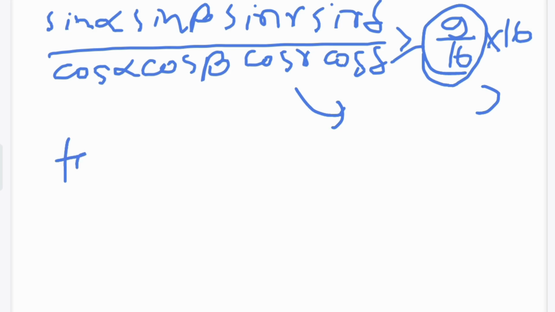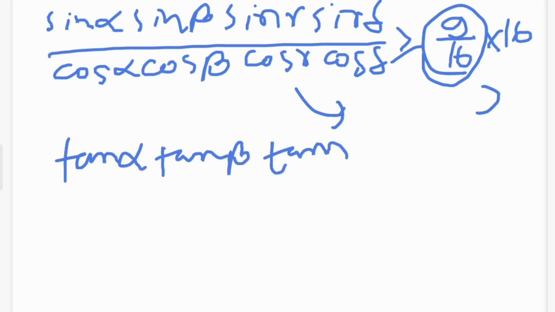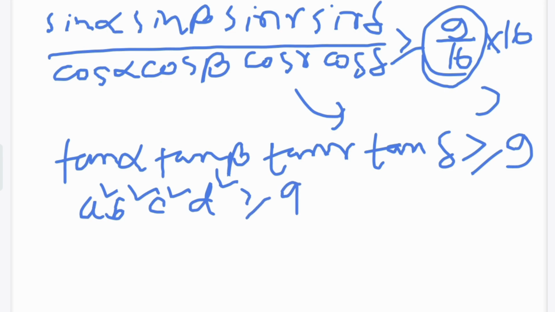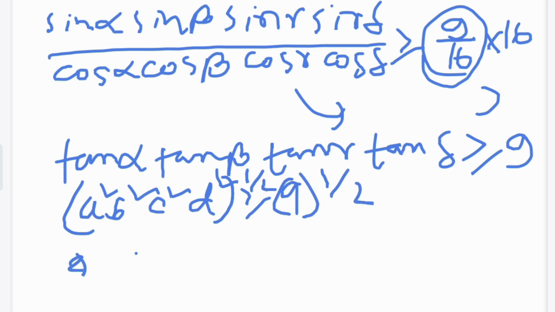So this is simply tan alpha into tan beta into tan gamma into tan delta equal or greater than 9, right. And we know that the value of tan alpha is a square, tan beta is b square, tan gamma is c square, and tan delta is d square. So that is equal or greater than 9. Now we can raise both sides to the power half. So it will give us abcd equal or greater than 3, right. So we just proved it.